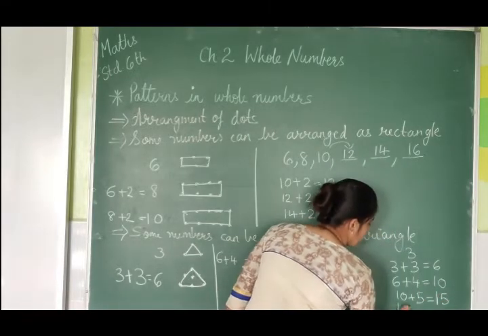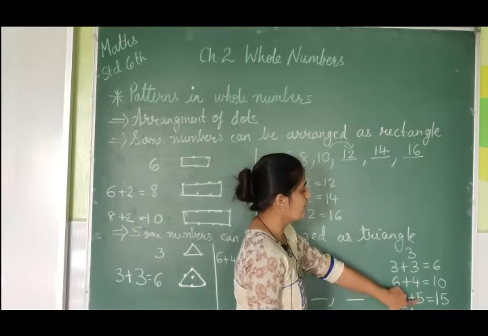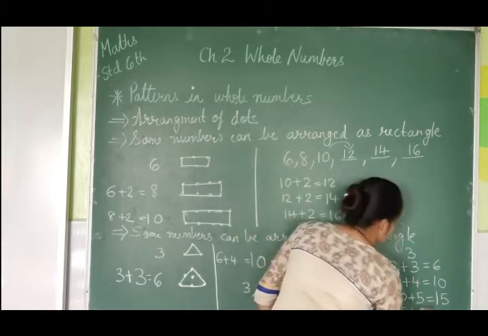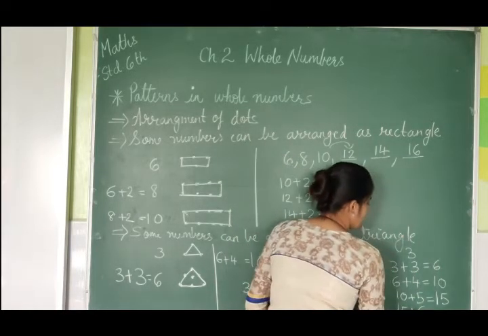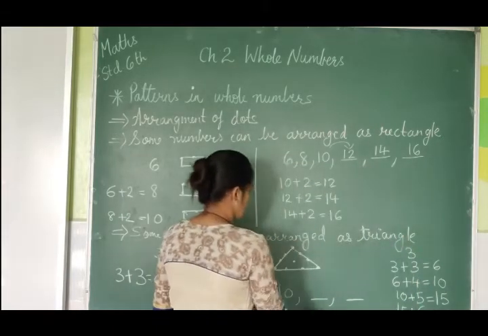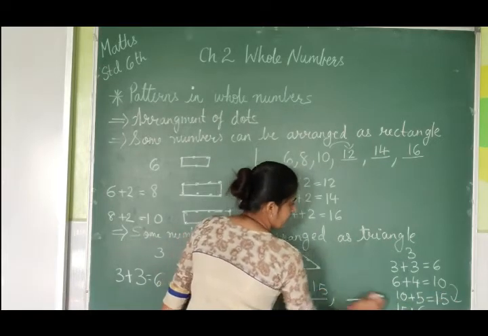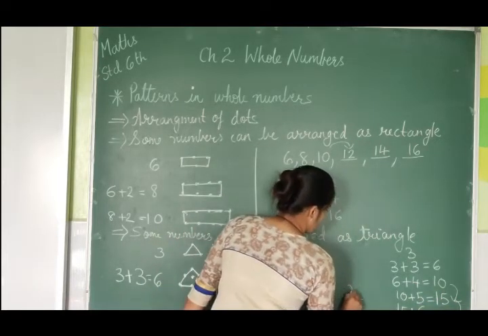So what will be the answer? 15. Again 15 plus, now here we want the pattern. 3 we have added, 4 added, 5 added. Now we will add 6. How much will we get? 15 plus 6 is 21. So after 10 we will get 15, and after 15 we will get 21.